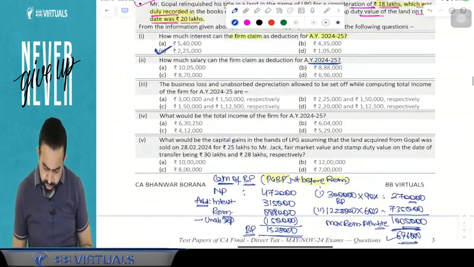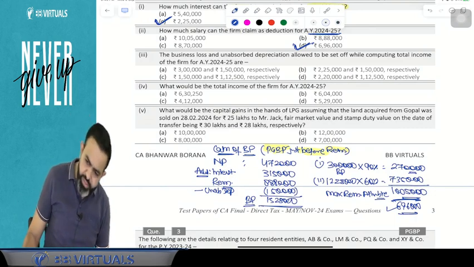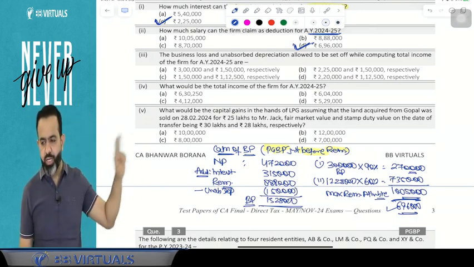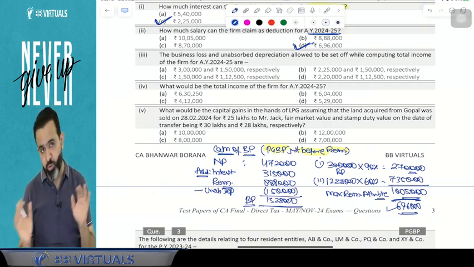So for the second question, your right answer is 6,96,000. That is, D is the right answer. So this is the calculation of how you derive the 6,96,000 for the second question. This was also not that easy.